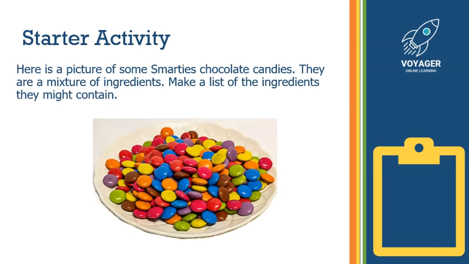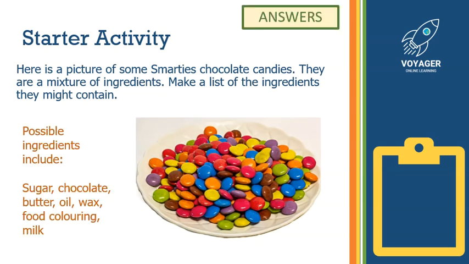Let's begin our lesson with a starter activity. Here is a picture of some Smarties chocolate candies. They are a mixture of ingredients. Make a list of the ingredients they might contain. So take a moment to pause this video and make a list of some possible ingredients that you might find in these chocolate candies. For example, food colouring. Do that activity in your notebook. When you're ready to check your answers, restart the video.